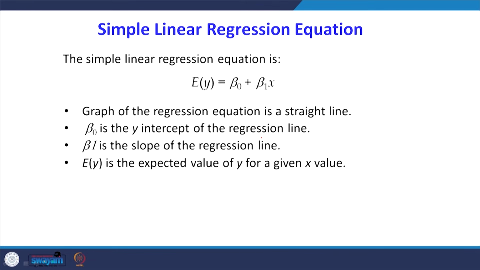Because the power of x is 1, beta 0 is the y-intercept of the regression line, and beta 1 is the slope of the regression line. So, expected y is the expected value of y for a given x value. Expected value is nothing but mean value.